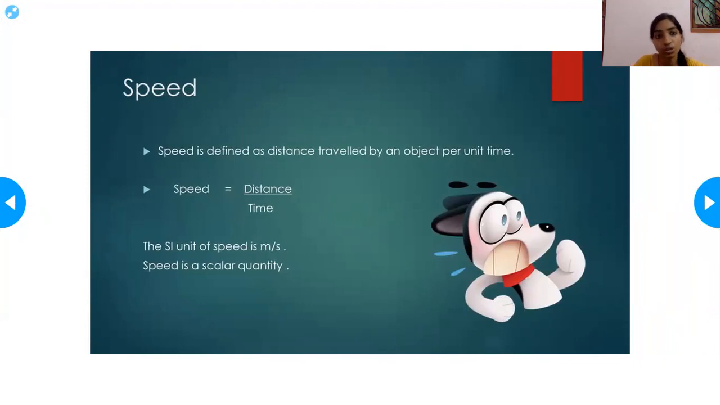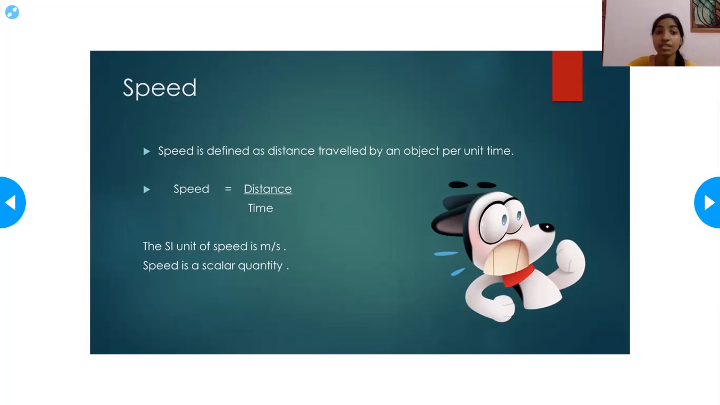Now let's learn few terms which are associated with motion. First is speed. Speed is defined as distance traveled by an object per unit time. That is, the distance that you travel by the time taken is defined as speed. The unit for speed is meters per second, and speed is considered as a scalar quantity. Now, what is a scalar quantity? A scalar quantity is what has magnitude but no direction.